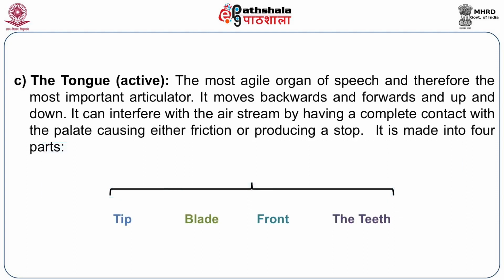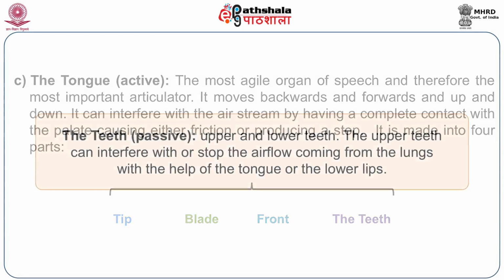Then you have the tongue. The tongue is an active articulator because the tongue can move backwards and forwards. The tongue can be used to touch the alveolar ridge or the hard palate or the soft palate or the velum. So the different parts of the tongue are the tip, blade, and front of the tongue. The tip and front of the tongue are together known as the crown of the tongue.